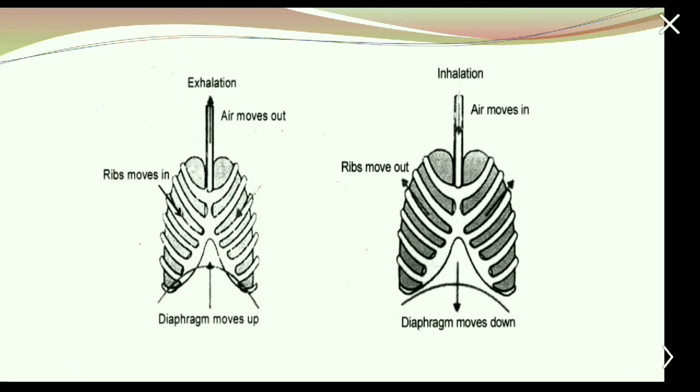As we see here, diaphragm moves up, ribs move in and the air moves out. This is termed as exhalation. When the diaphragm moves down, the ribs move out and the air moves in. This is termed as inhalation.